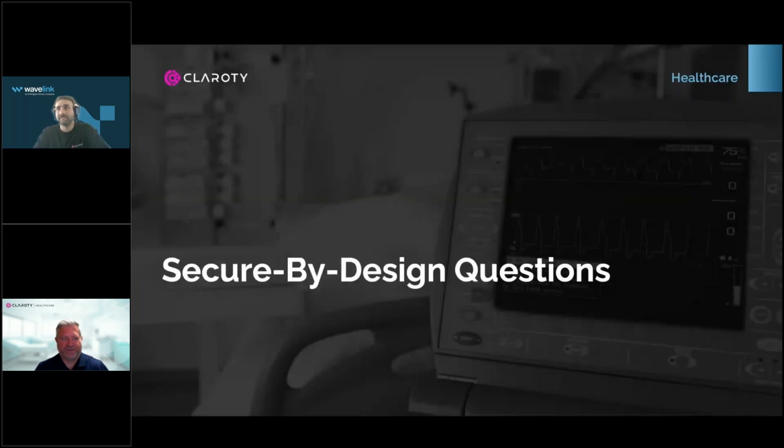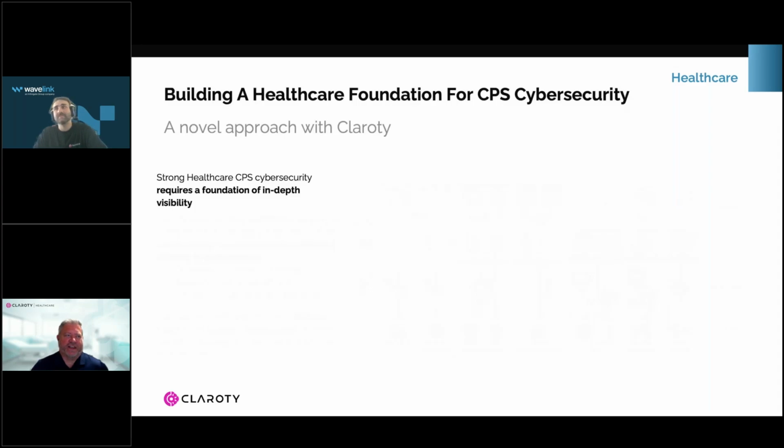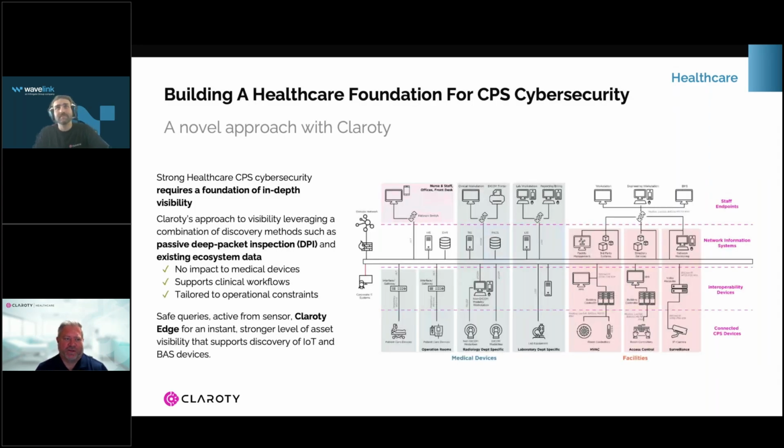Perfect. So look, the foundation for healthcare really is around asset visibility and discovery. That's the key component. And we say, you can't protect what you can't see. So in the life of a healthcare environment, there's a couple of things that we do. We want to make sure that we are leveraging different discovery methods to identify the key assets in the environment. We want to make sure that we're doing deep packet inspection and looking at existing ecosystem data, so we're not having any impact. We're not creating a situation where we're impacting medical devices.